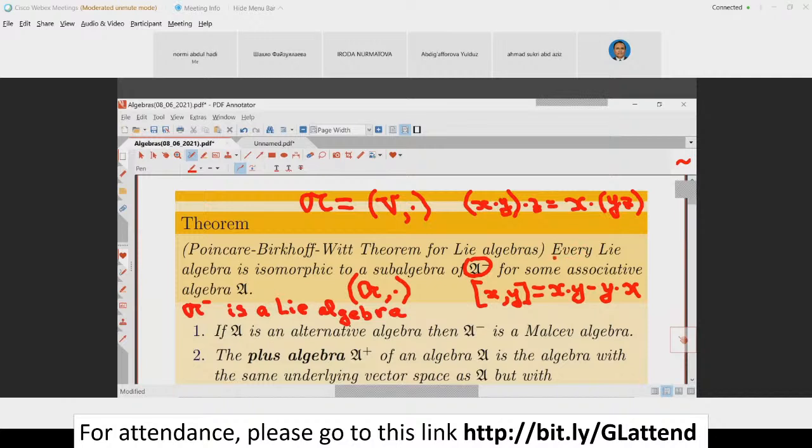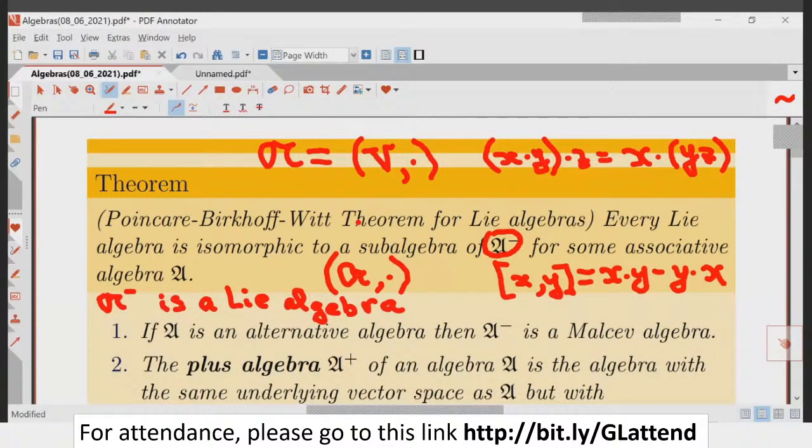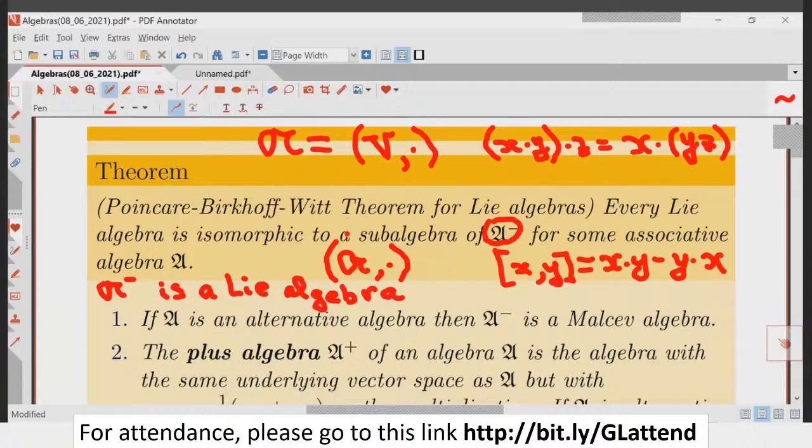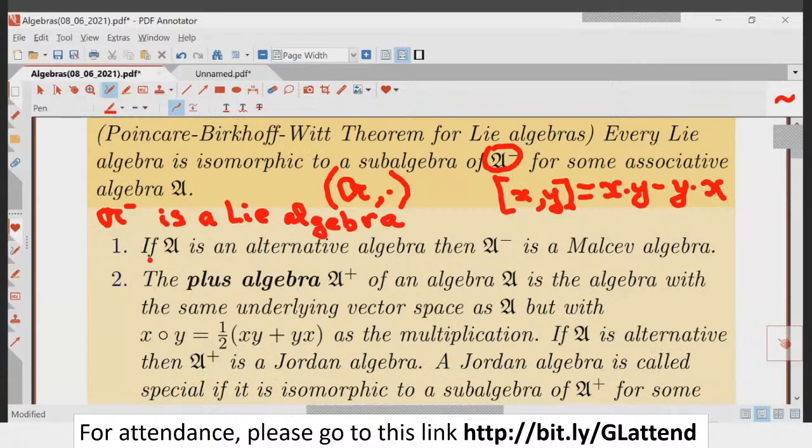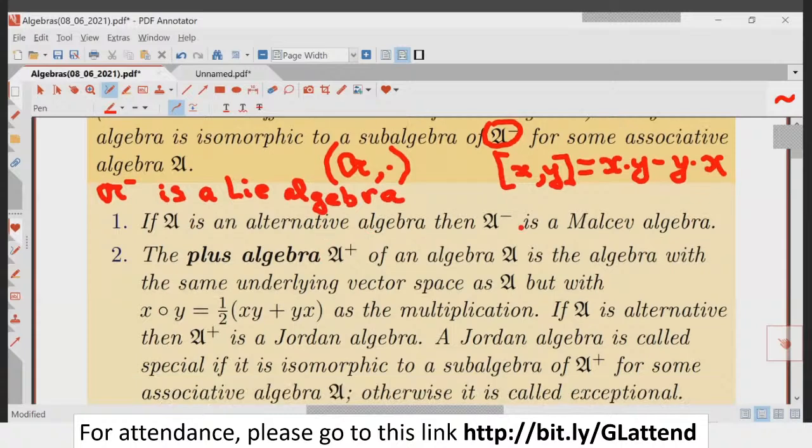Any finite dimensional Lie algebra can be considered as a subalgebra of this A minus algebra, where A is an associative algebra. So this is the Poincaré-Birkhoff-Witt theorem for Lie algebras. Now, if A is an alternative algebra, then A minus is a Maltsev algebra.